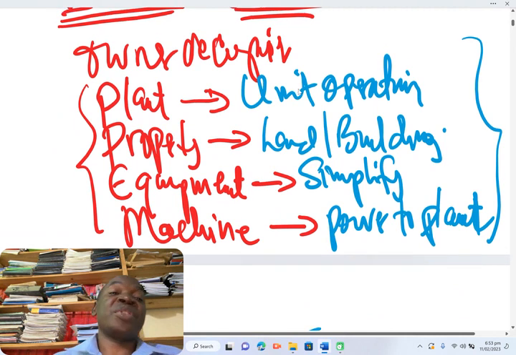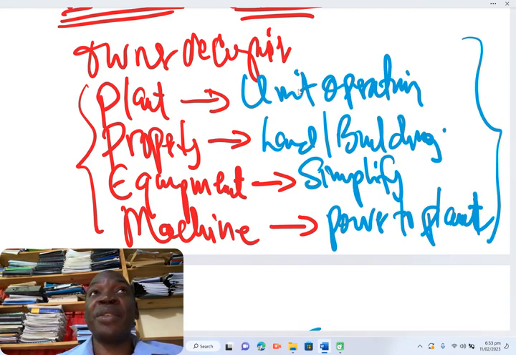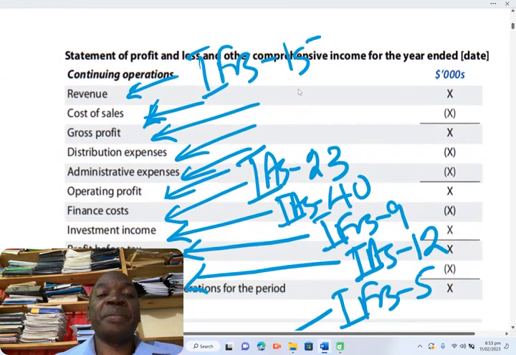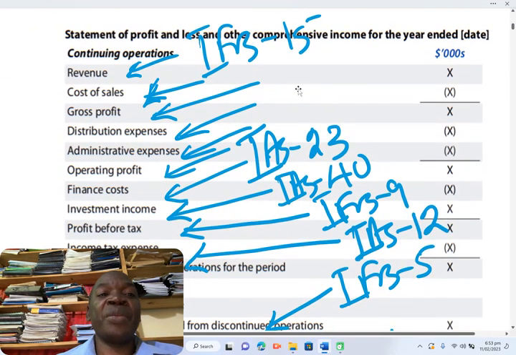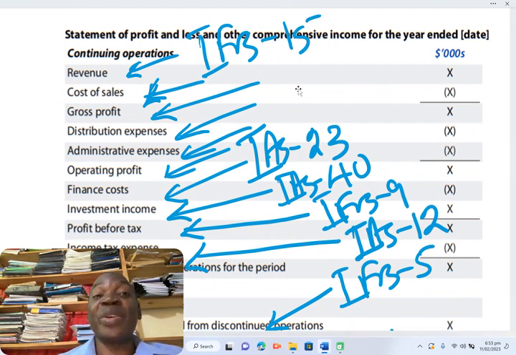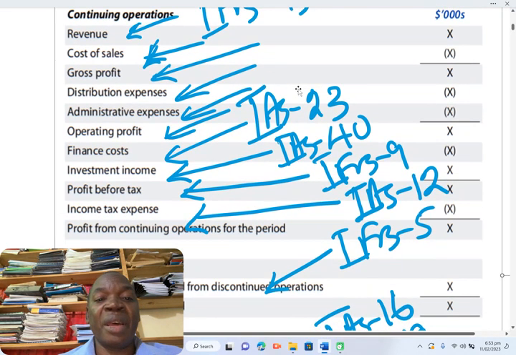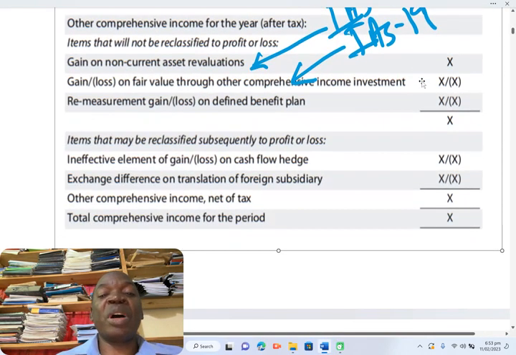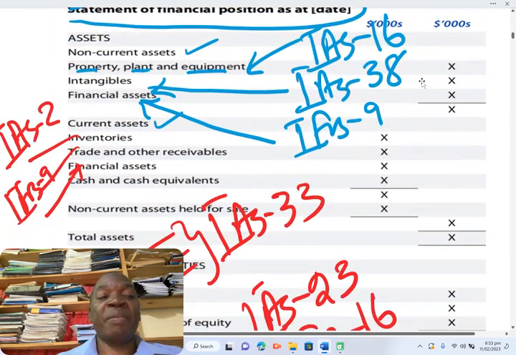Yesterday our recap was to see what is plant, what is property, what is equipment, and what is machine. From here you need to observe where we locate each and why. Revenue, there are certain standards. Borrowing cost, there are certain standards. Investment income, IAS 40. Then we have IFRS 9, etc. So we had an overview of how the balance sheet is, or how the P&L is.